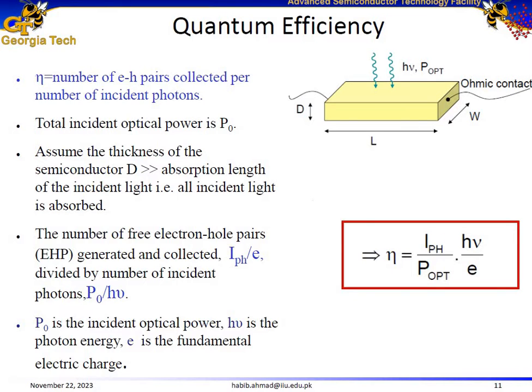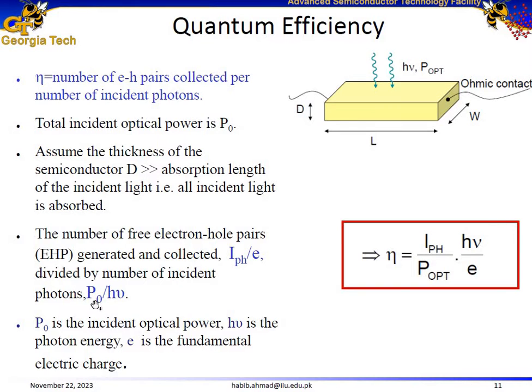As I already told you, quantum efficiency is the number of electron-hole pairs generated per incident photon. Consider a semiconductor block as a photodetector. We have incident photons on the surface of this block. This block has a certain thickness, certain length, and certain width. So this incoming light has a certain number of photons. How do you determine the number of photons? You can determine it by a simple equation.